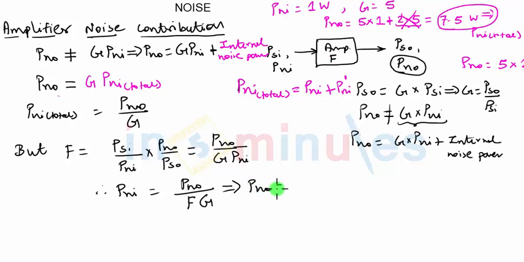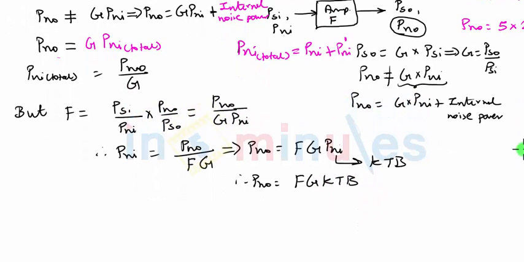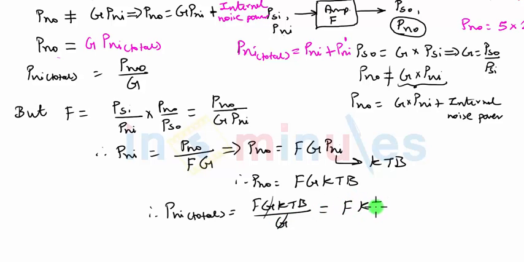If I want to, I can also write PNO. PNO will be nothing but F G into PNI. And PNI, if we assume it to be thermal noise power, then we know that PNI is equal to KTB. Therefore, PNO becomes F G into KTB, where K, T, B have their usual definitions. And therefore, my PNI total becomes PNO upon G. PNO is this whole thing, F G KTB, and if you divide this by G, you can see G will cancel out, and therefore PNI total will become F KTB.